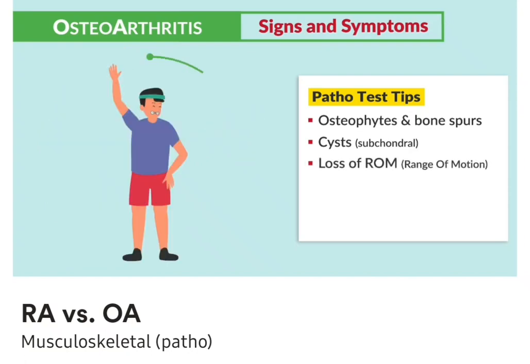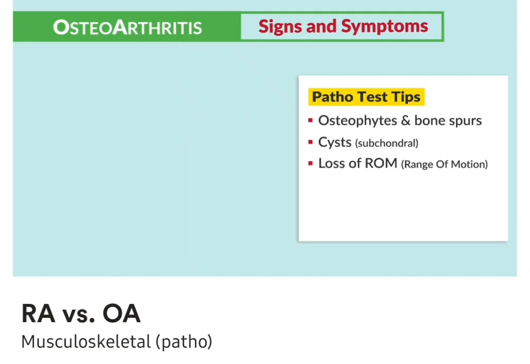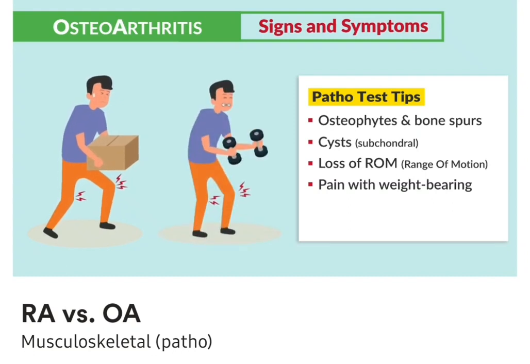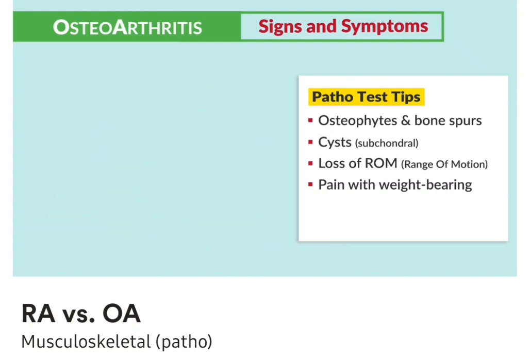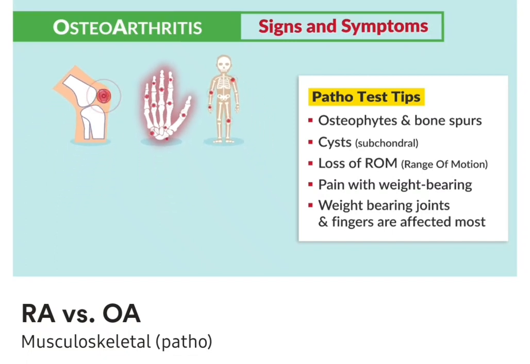The next key term is a loss of range of motion, that ROM, as the joints become very, very stiff from that loss of cartilage. And next we have pain with weight bearing. This is huge. So like lifting heavy objects or with exercise. So naturally, weight-bearing joints and fingers are affected most. For example, the knee joints, the joints in the hands, the wrist and elbows, as these joints commonly bear weight for normal daily activities.